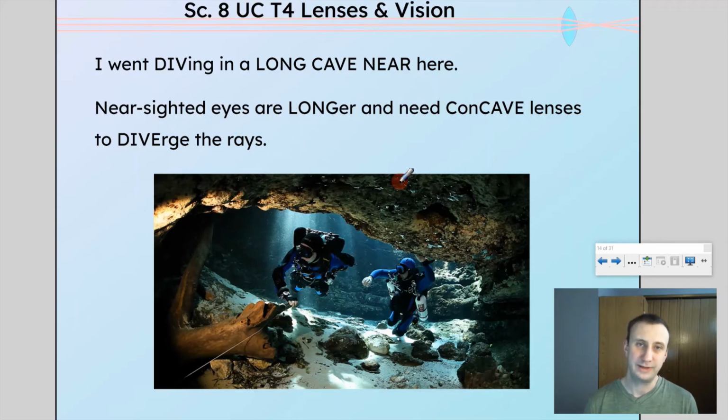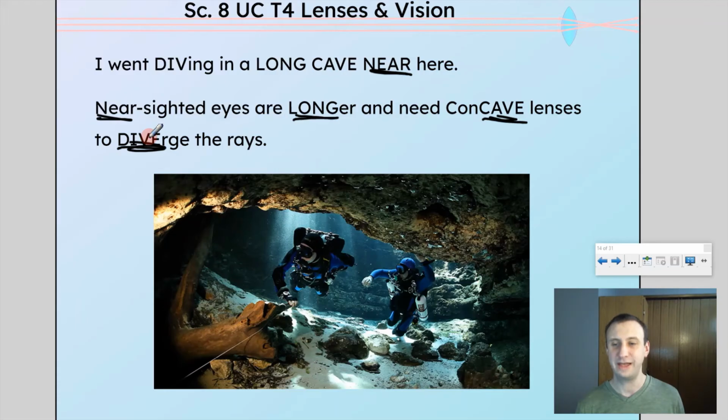But the key words are nearsighted. Okay, so near here, nearsighted eyes are longer, long cave, and need concave lenses to diverge the rays. So there's the diving part again. If you just memorize that, I went diving in a long cave near here, then you can hopefully piece together the key words to know that nearsighted people have longer eyeballs. So as a result, we use double concave lenses to diverge the rays just a bit so they hit perfectly on the retina as they should.